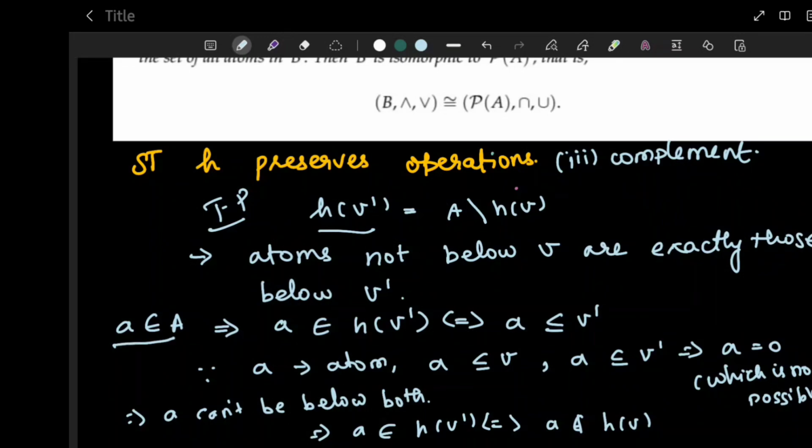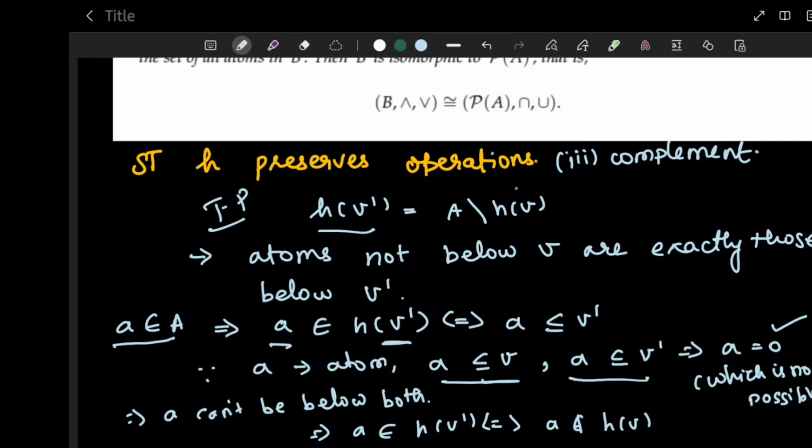Let's take atom A belong to A. This implies A belongs to H of V dash. Therefore, A is less than V dash. Since A is an atom, A is less than or equal to V, A is less than or equal to V dash. This implies A is equal to 0, which is actually not possible. So, A can't be below both. Therefore, if A belongs to H of V dash, then A does not belong to H of V and vice versa. So, H of V dash is equal to A minus H of V.